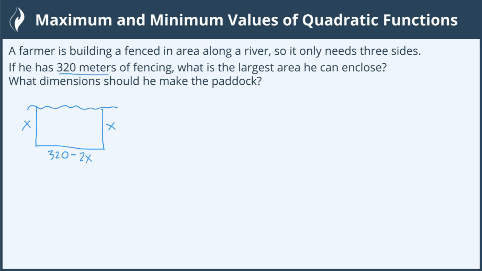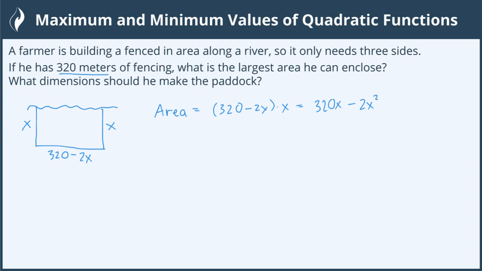and the right side. Now we need to figure out the area of this rectangle, I guess you could call it, a rectangle without a top. So area is found by doing length times width. So 320 minus 2X times X, which we can distribute that X and we get 320X minus 2X squared.